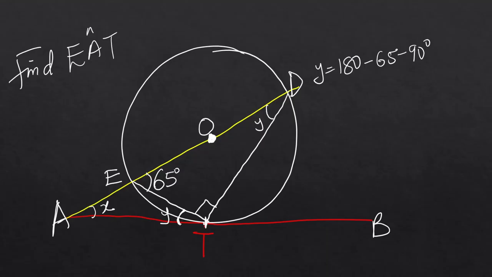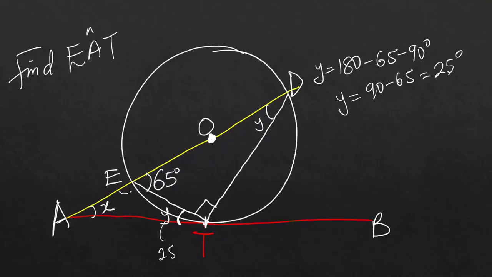First off, let's find the value of Y. 180 minus 90 is 90. So we have 90 minus 65. 90 minus 60 is 30, so 90 minus 65 is going to be 25 degrees. So if I have that as 25 degrees, I now know that this particular angle here is 25 degrees.